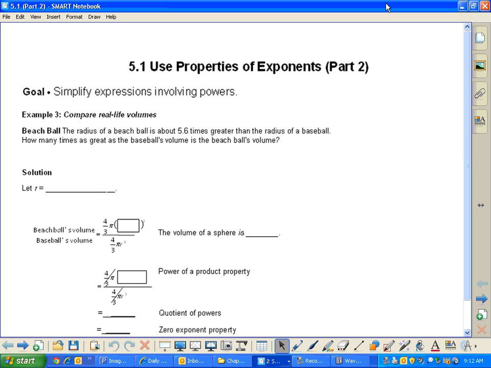You see that they follow our very similar 3-step approach. Step 1, we have to decide what our variable is going to represent. We set up a verbal model, and then we solve using some algebra. So we're going to compare the volume of a beach ball to the volume of a baseball. These problems are so common on the SATs and standardized tests. You see them all the time.